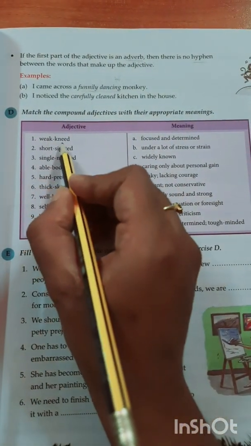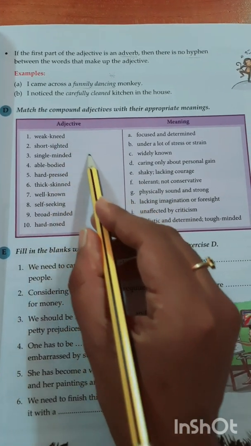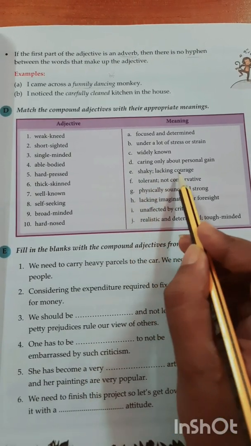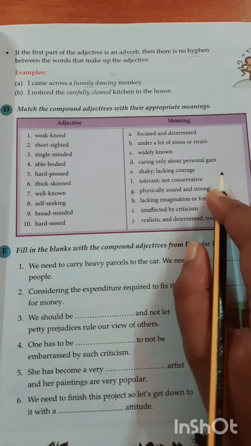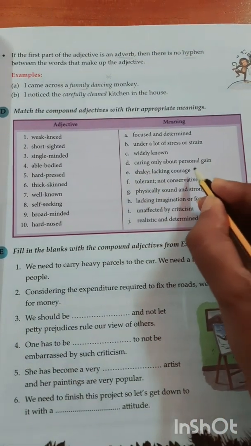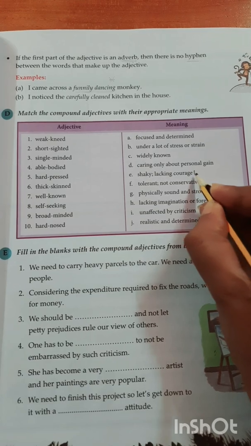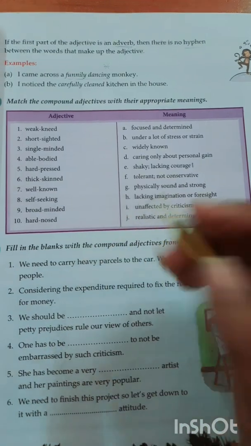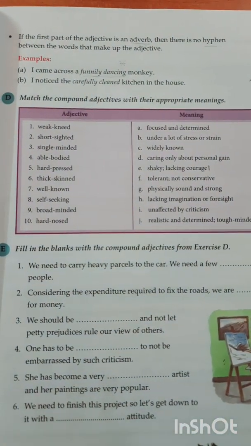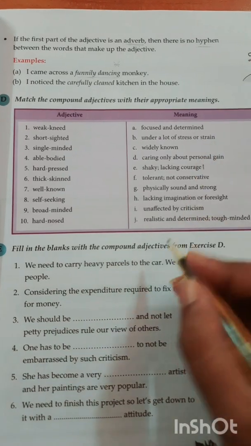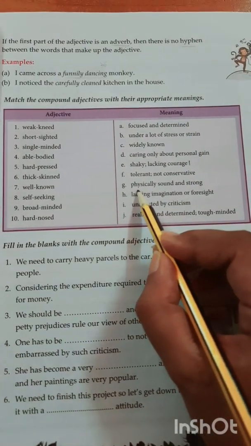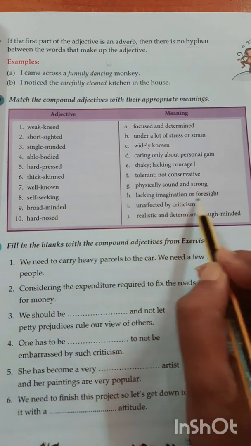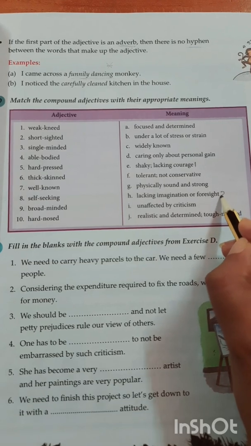Okay. This means, here, shaky: lacking courage, not bold, shaky, not stable. So this is the first one. And then short sighted, short sight. Only believing, only seeing what is in front of them, the particular person. Here short sight means lacking imagination or foresight. This is the second one.